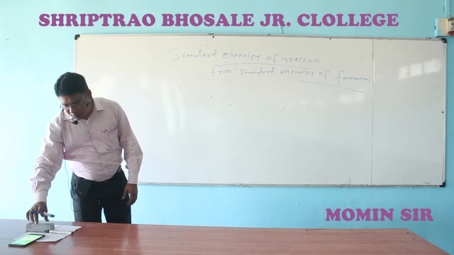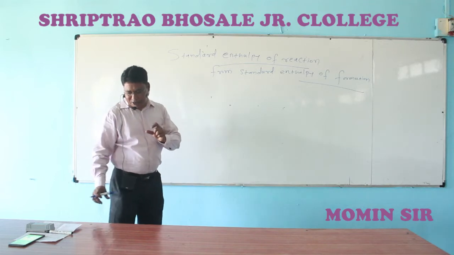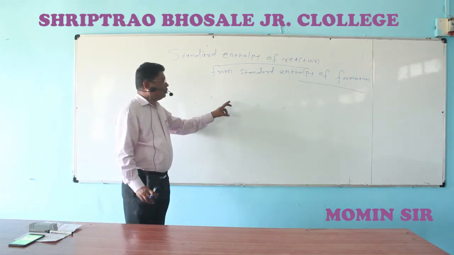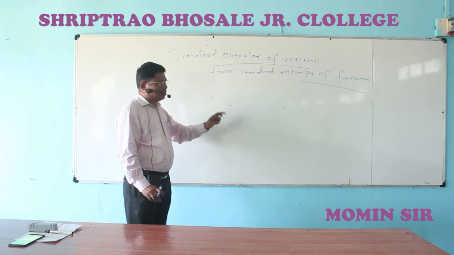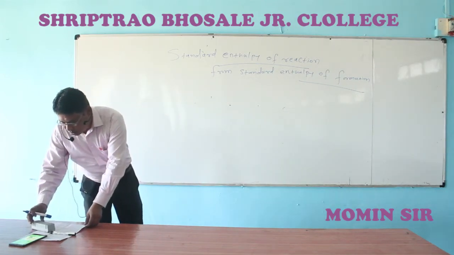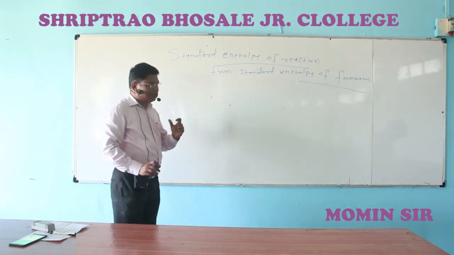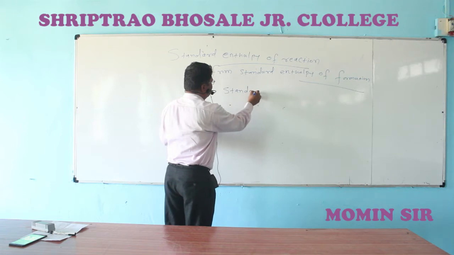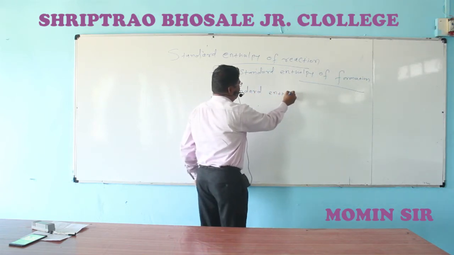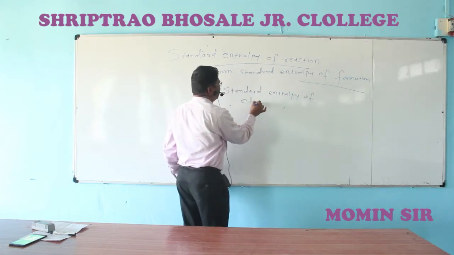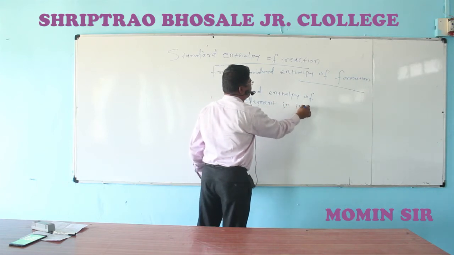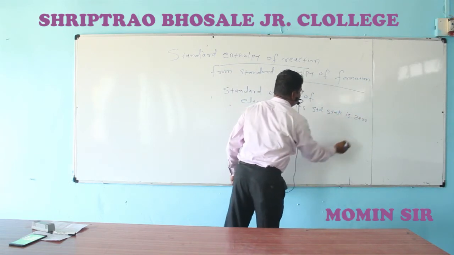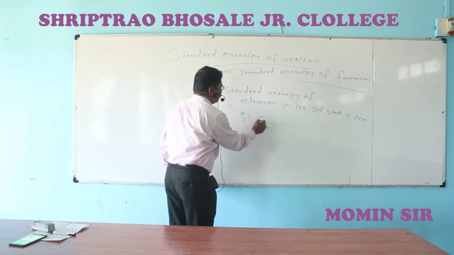Whenever we want to calculate the standard enthalpy of reaction from standard enthalpy of formation, there are some important rules. The first important one is that the standard enthalpy of an element in its standard state is 0.